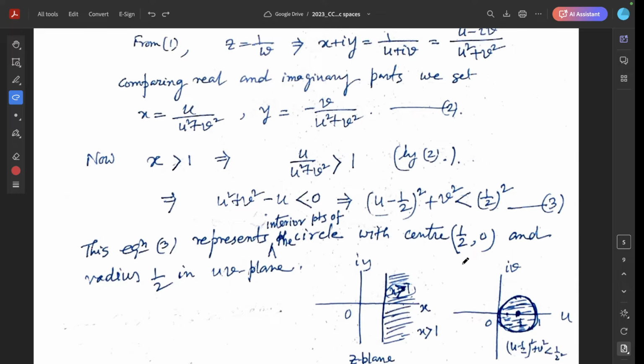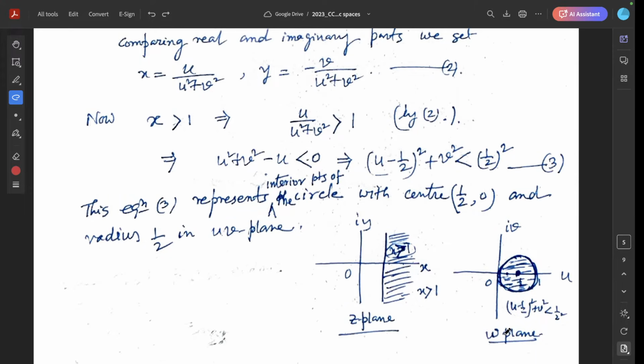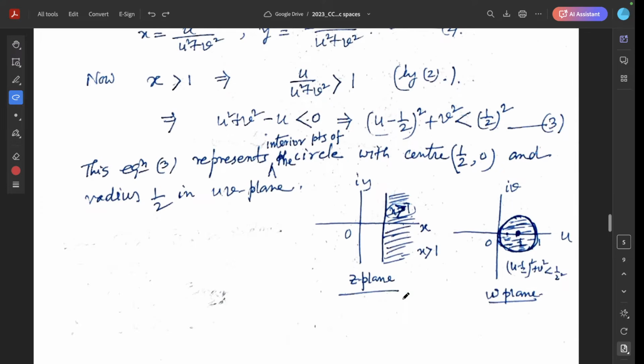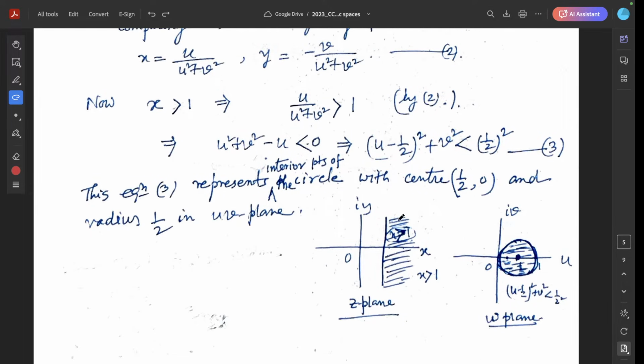So this, in the UV plane, the complex W plane, and this is the UV plane. This is the circle with center at half comma 0 and radius half. This is the interior points, not equal. So this is the interior points of this circle, and this plane X greater than 1 in the complex Z plane maps in the UV plane to the interior points of the circle.